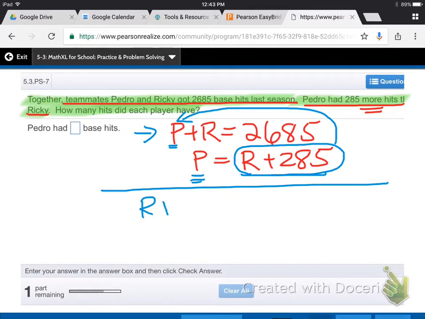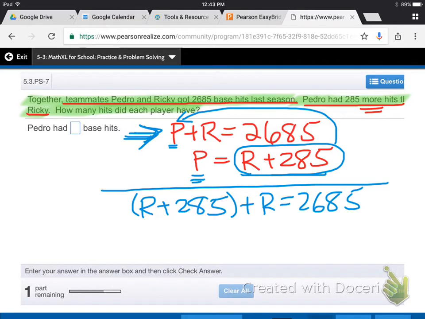R plus 285. Now keep going, keep reading this equation. We just wrote down P, then this equation says plus R equals 2,685. So all we did was we took this part and we wrote it down instead of this P, because the second equation tells us that P equals R plus 285. So now we have an equation in only one variable.